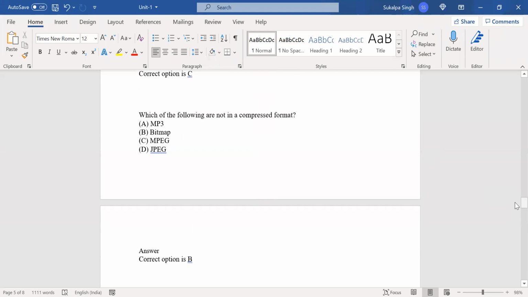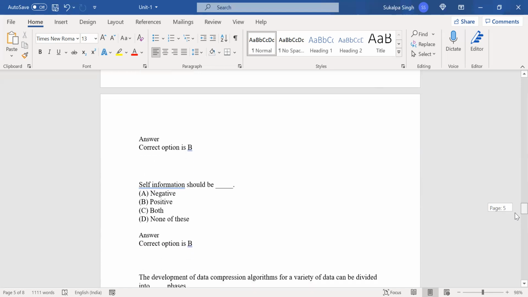Which of the following are not in the compressed format? This is a good question. Whenever you are studying any compression technique, make sure you remember some of the extensions, which will help you. This is the option this time, maybe next time some other option can be there. So bitmap is not in the compressed format. Others are JPEG, MPEG and MP3. Also make sure to remember the full form of all of these, it will help you.